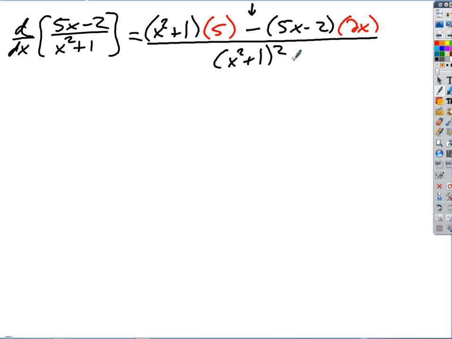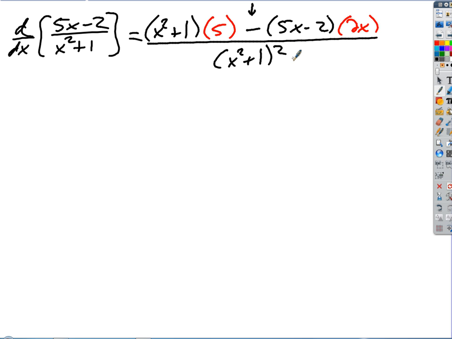Last step would just be to clean that up a little bit. What could we do to simplify that? We could expand the top just to combine like terms. The bottom, we really don't want to expand. We'd rather just leave it factored. And you might say, well, why not the top too? Because the top's not factored. Does that make sense?